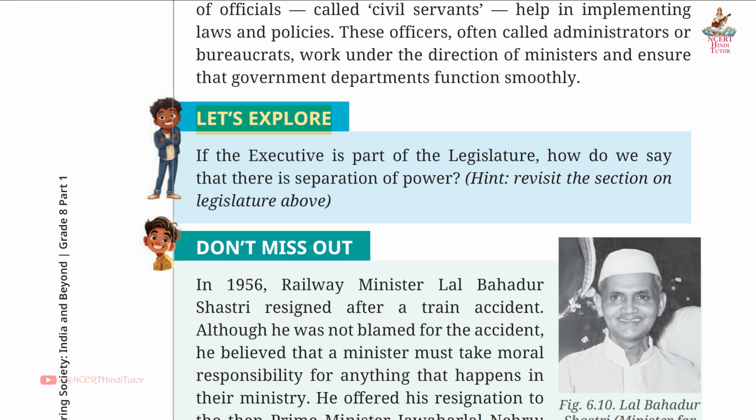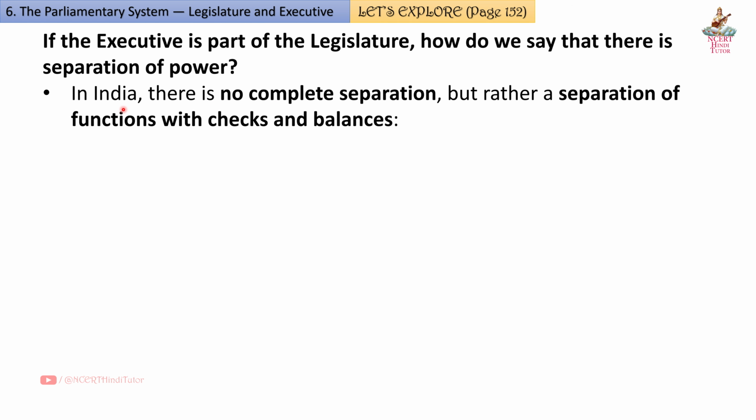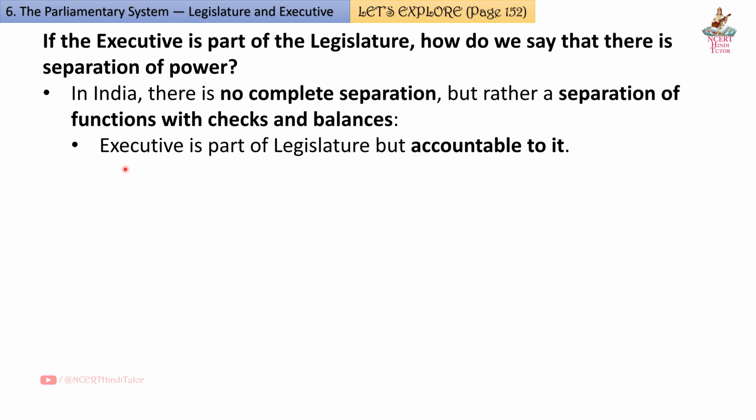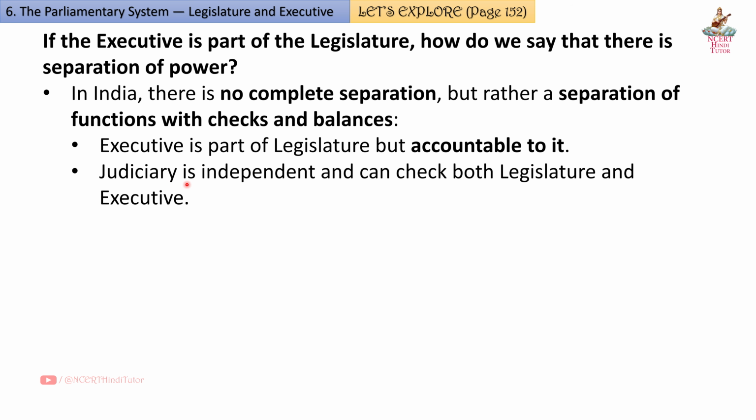Let's explore page 152. If the executive is part of the legislature, how do we say that there is separation of power? Hint. Revisit the section on legislature above. Answer. In India, there is no complete separation, but rather a separation of functions with checks and balances. Executive is part of legislature but accountable to it. Judiciary is independent and can check both legislature and executive. This prevents misuse of power.